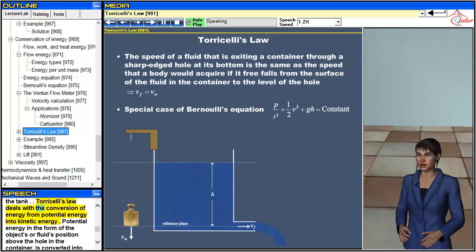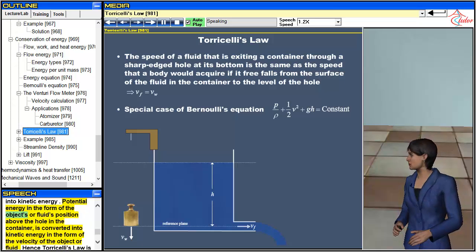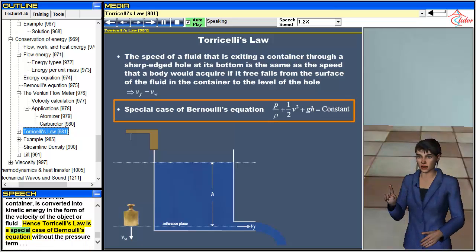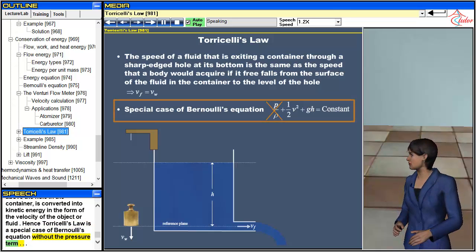Torricelli's law deals with the conversion of energy from potential energy into kinetic energy. Potential energy in the form of the object's or fluid's position above the hole in the container, is converted into kinetic energy in the form of the velocity of the object or fluid. Hence Torricelli's law is a special case of Bernoulli's equation, without the pressure term.